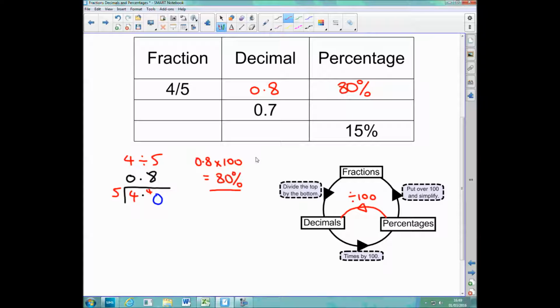Okay, so the next one, I want to change 0.7 first to a percentage. So if you remember, this one is 0.7 times 100. 0.7 times 100 is 70%.